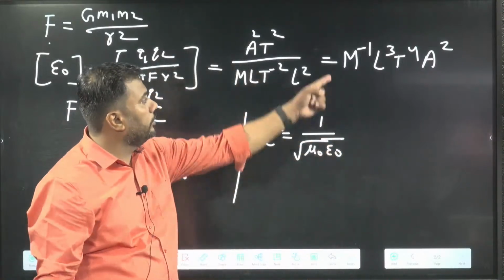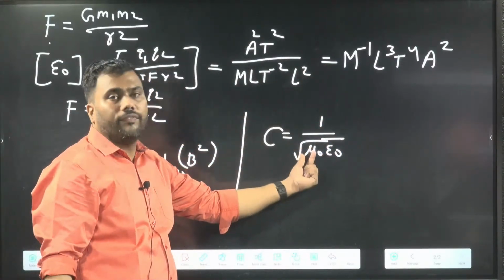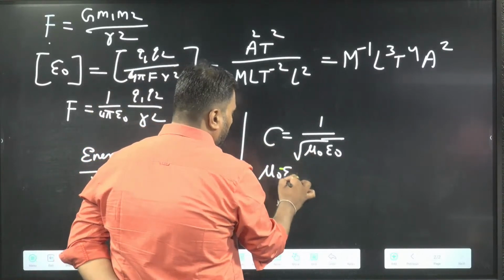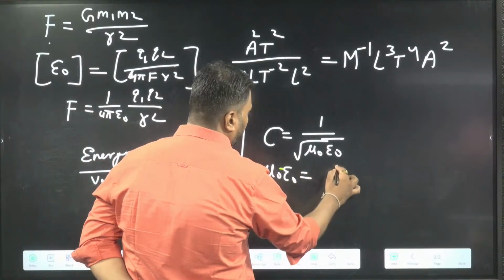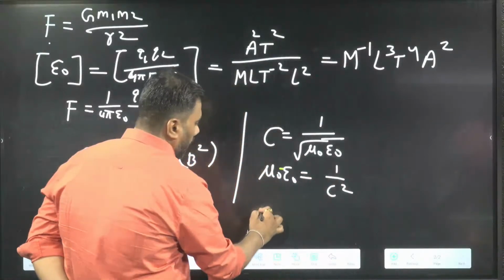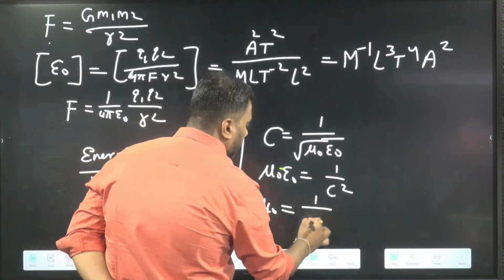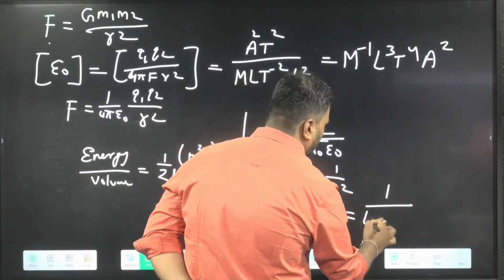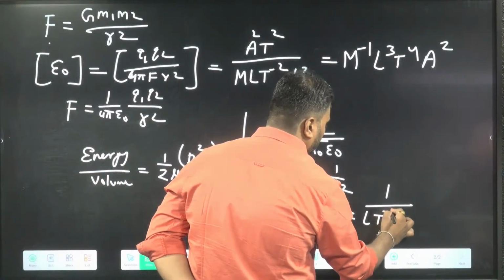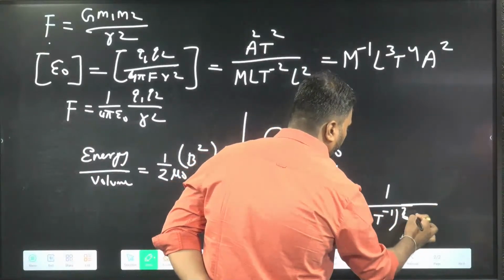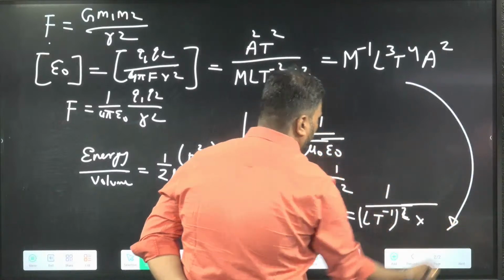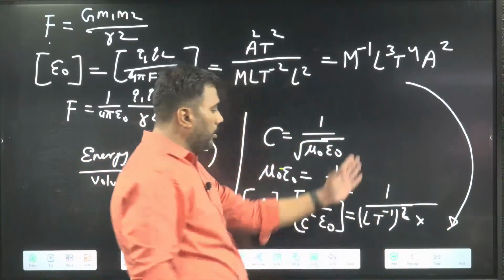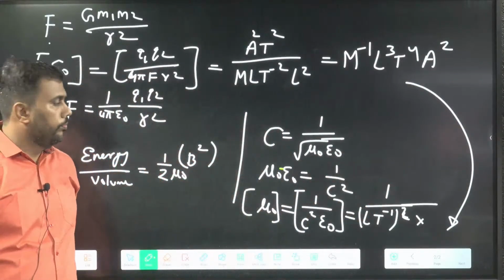I already know dimensions of epsilon naught. So I can find mu naught because I know dimensions of speed. You can write this: mu naught epsilon naught will be 1 upon c square. So dimensions of mu naught is 1 upon c square epsilon naught. So it will be 1 upon dimensions of c square, which is LT minus 1 square, into dimensions of epsilon naught. You can put it here. You will get dimensions of mu naught. Okay, now you can solve this on your own. Clear?